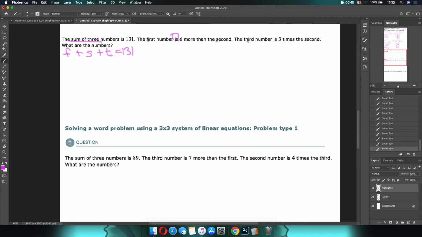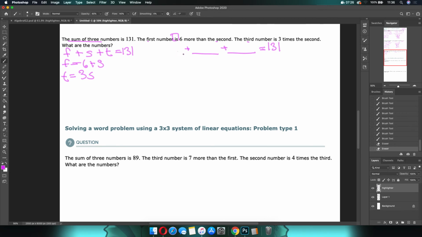First number is, so F equals 6 more than the second. From there, the third number is what? 3 times the second. All right, so we have F plus S plus T equals 131. Well, what is our S? Oops. See, Ms. Dubois made a mistake, but we're okay with that.